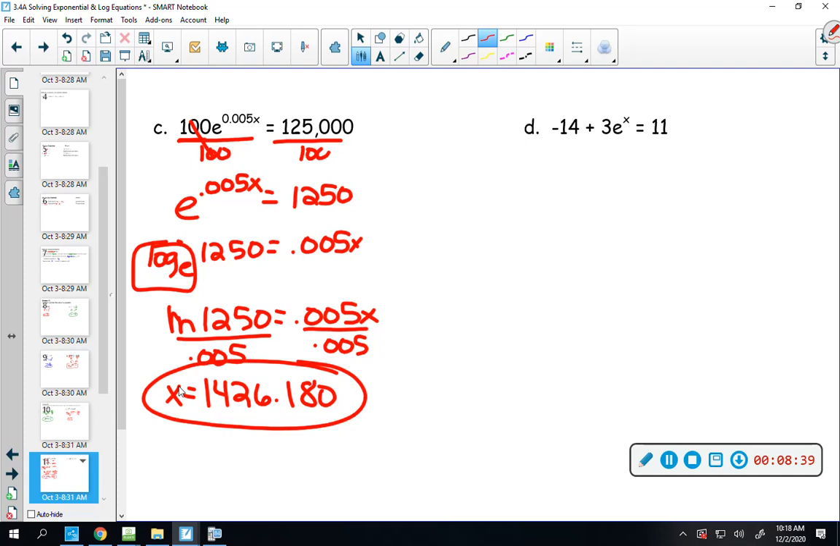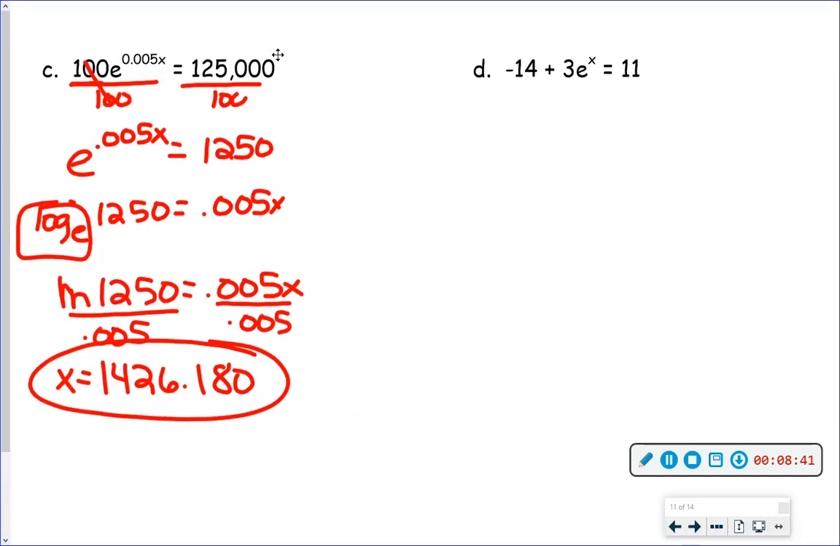Got it. All right, we got a little bit of work on D to get the exponential by itself. We need to get rid of this minus 14 or negative 14. So I'm going to add 14 to each side. 11 and 14, of course, 25. We also need to get rid of the 3. Some of you can do that all in one step.